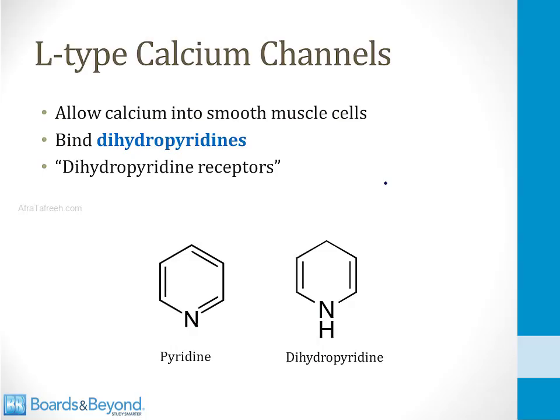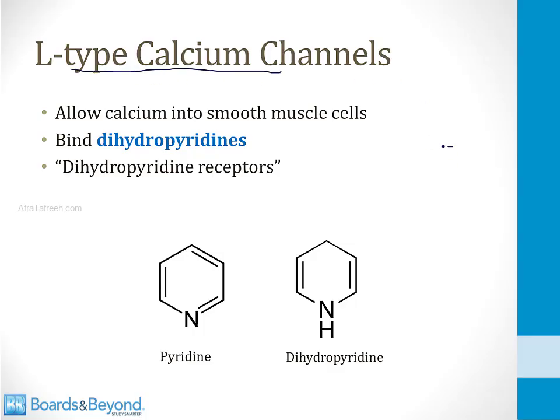So now that we understand that calcium leads to contraction of smooth muscle cells, let's talk about where the calcium inside of smooth muscle cells comes from. Well, first of all, smooth muscle cells have a sarcoplasmic reticulum like striated muscle cells, and the sarcoplasmic reticulum stores calcium, and that's one source of calcium for vascular smooth muscle cells. But the other important source are L-type calcium channels.